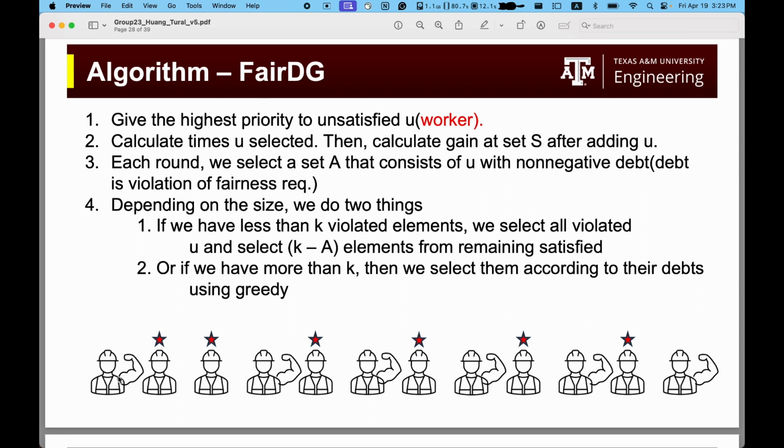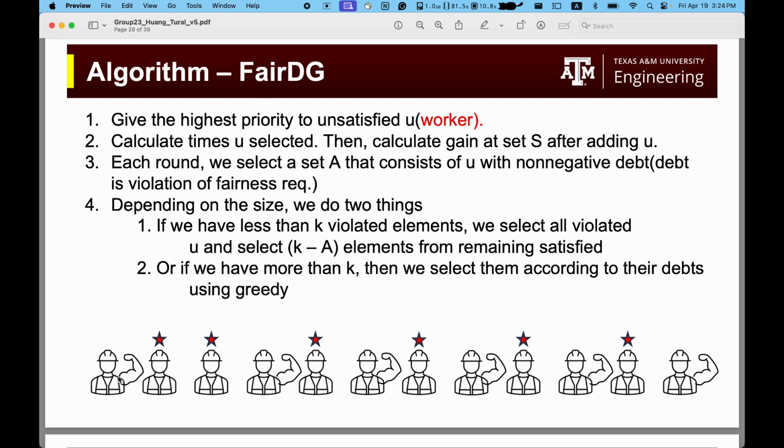It gives highest priority to unsatisfied workers, which are the kind of workers with the lower capabilities. And then after we select those, we also calculate the value that we will have from the set S after adding those values. So my teammate talked about probability and the improvement. That's what basically means. After adding those weak workers that we have, how does it change our probability and our values? So after this, we introduce something called depth, and depth is a kind of violation of fairness. So if you violate the fairness, you get a depth.